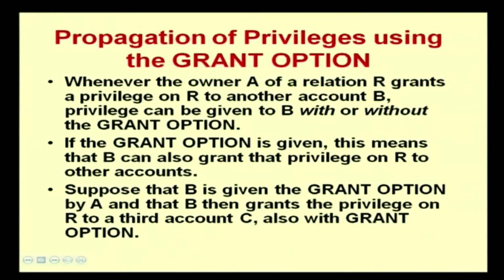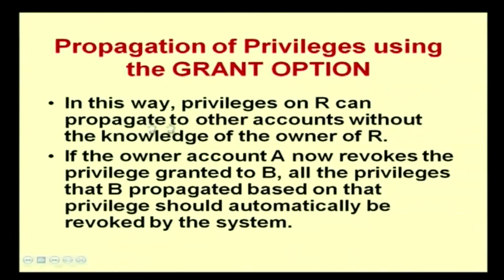If the grant option is given, this means that B can also grant that privilege on R to any other accounts that he wants. Suppose B is given the grant option by A and then B grants the privilege on R to a third account C also with a grant option. So, it can be propagated. In this way, the privileges on R can be propagated to other accounts without the knowledge of the owner of R. If the owner account A now revokes the privilege granted to B, all the privileges that B had propagated based on that privilege should automatically be revoked from the system.